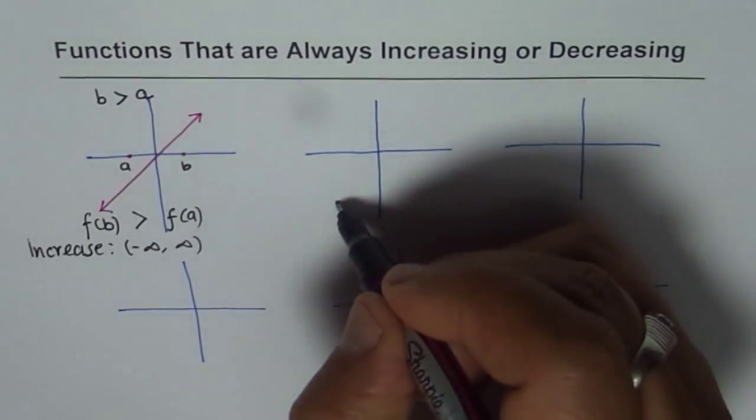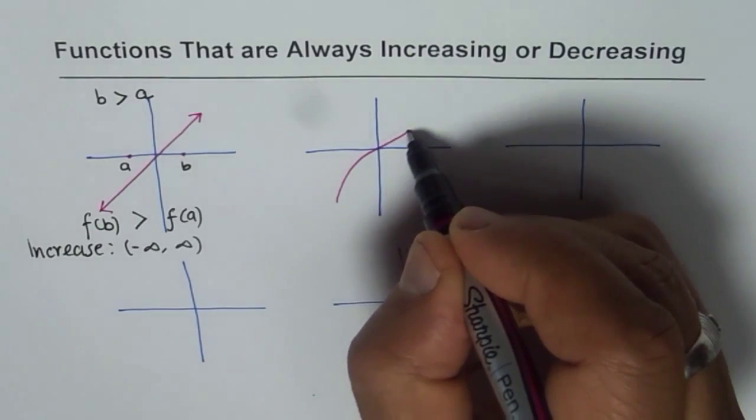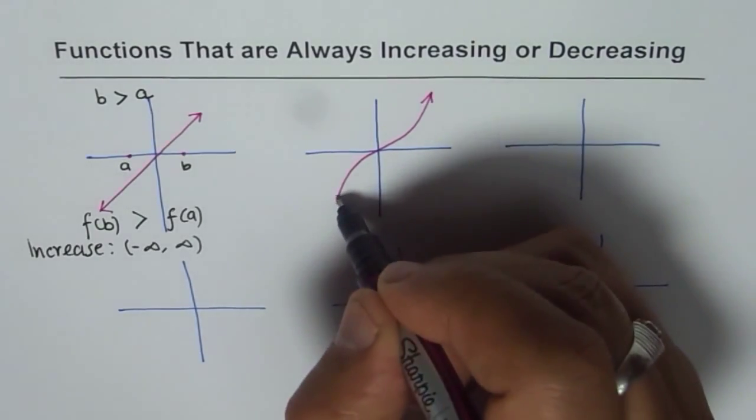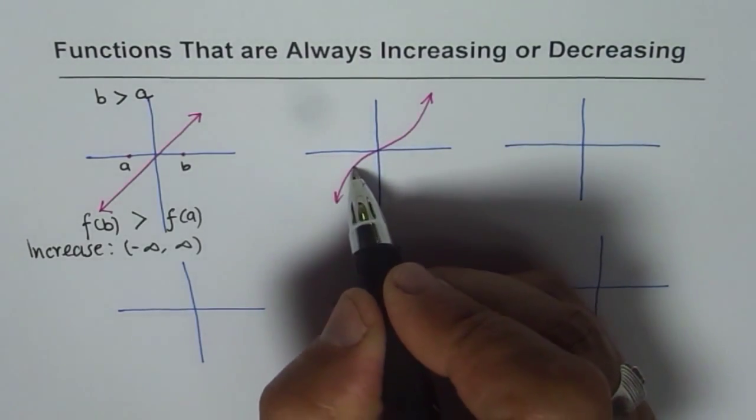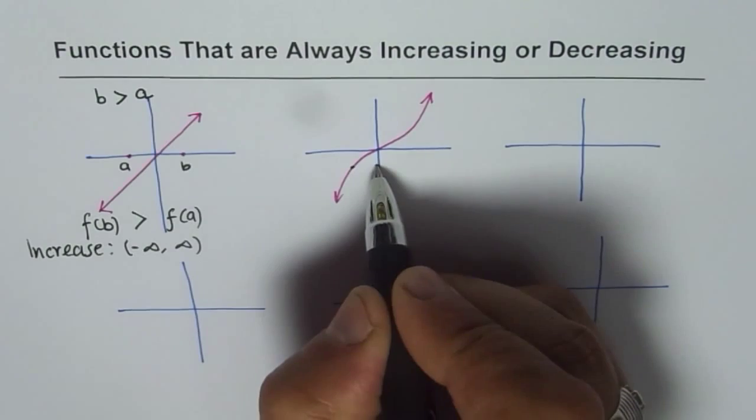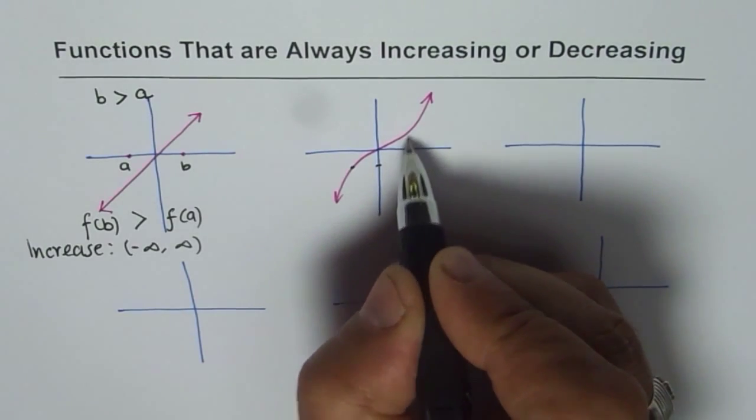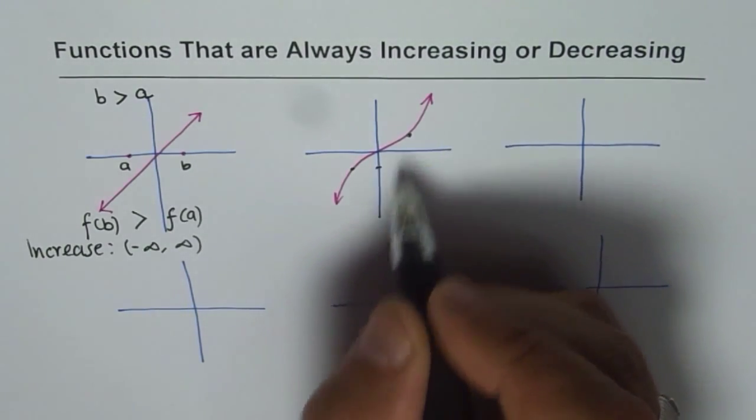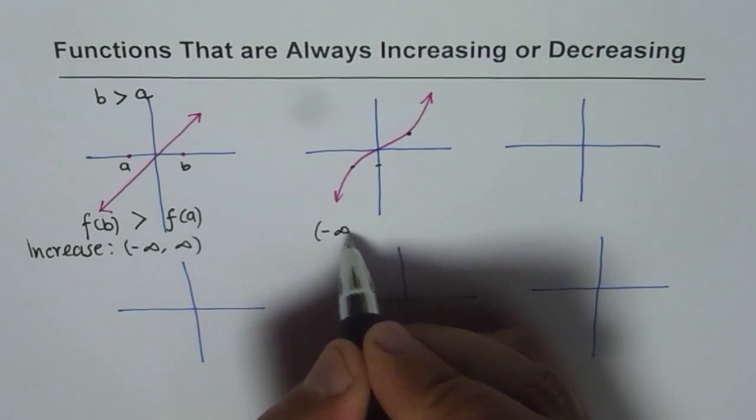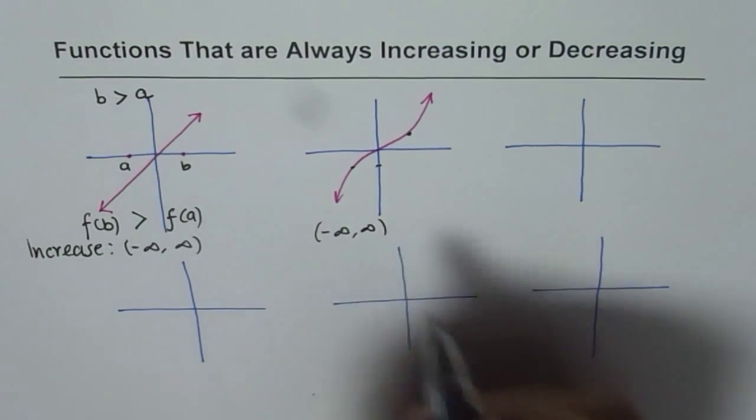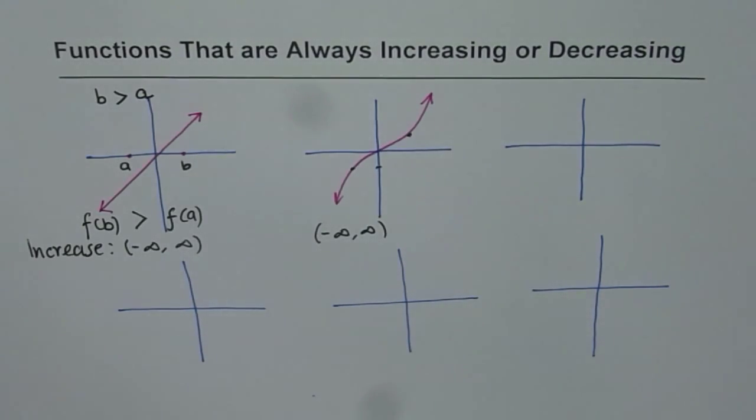Can you give me more examples for such things? How about this function? A cubic function. In this case also, you will observe that any point on the left side has a lower value than a point on the right side, and so it is also increasing in its domain from minus infinity to plus infinity. Correct? We can have more examples like this.